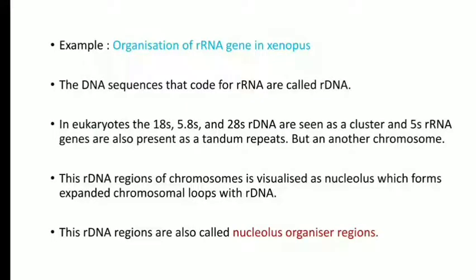In the genome of Xenopus laevis, 5 genes are scattered over all the chromosomes, but the remaining 3 have fewer copies and are restricted to a single site called the nucleolus organizer genes. In eukaryotes, 18S, 5.8S and 28S rDNA are seen as a cluster, and 5S rRNA genes are also present in tandem repeats. DNA regions of the chromosome are visualized at the nucleolus, which forms expanded chromosomal loops with rDNA.